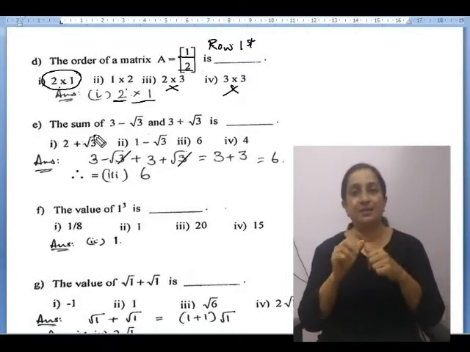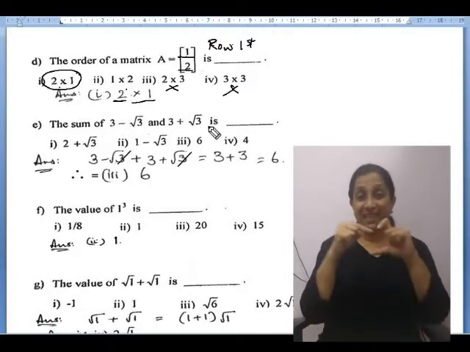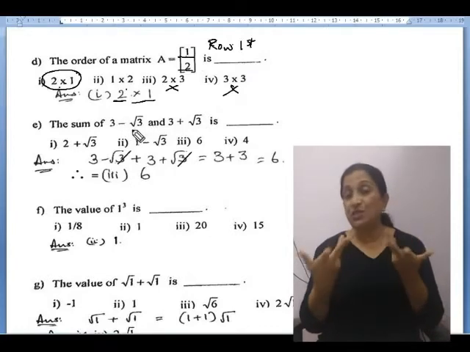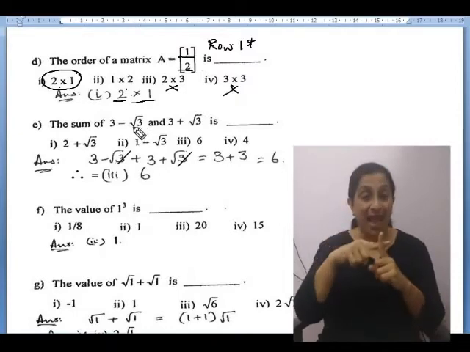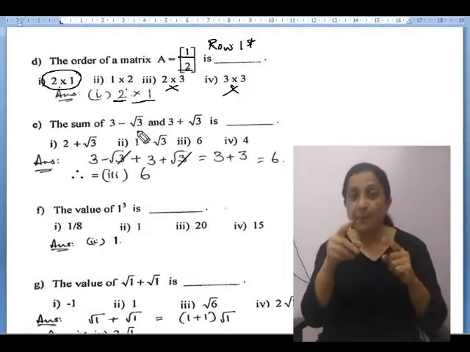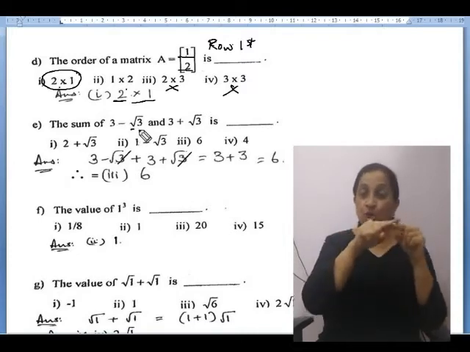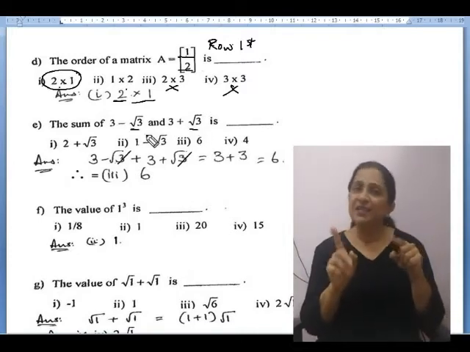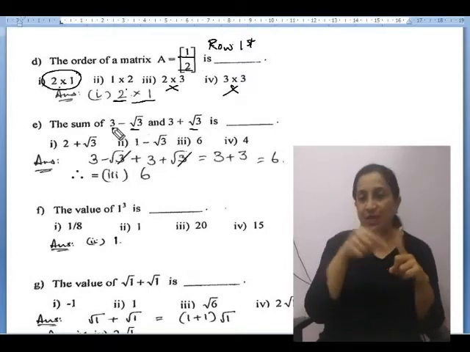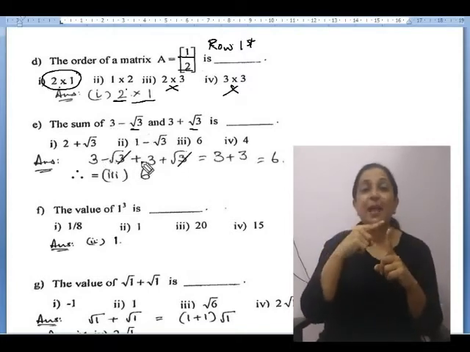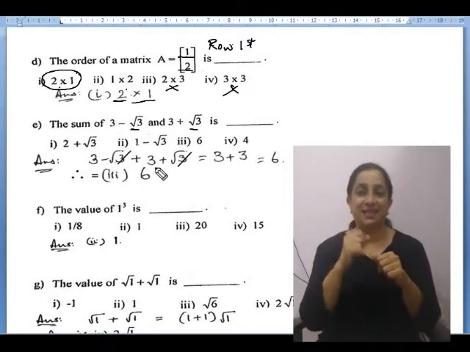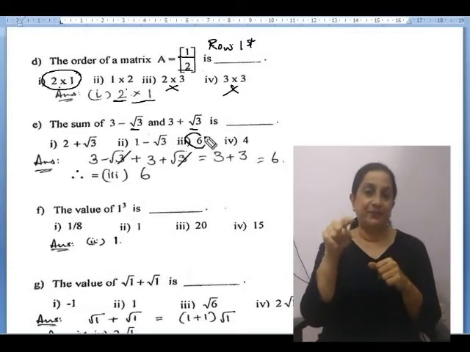Next, surds. What is the sum of this one? Very easy. Remember one thing in surds, you can only add or subtract the ones which are like elements. That is, under root, the same element should be there. Here under root 3 is there, under root 3 is there. Okay. So that gets cancelled here, and pure number is there, 3 plus 3, the answer becomes 6. So 6 is the answer. This is the answer.